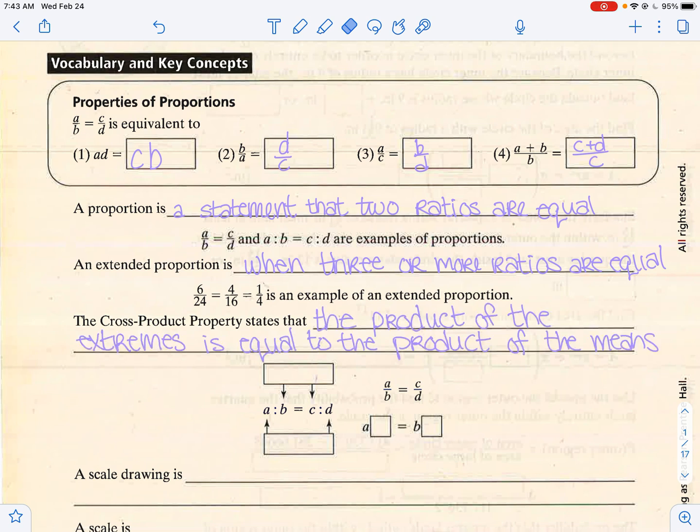Then the cross product property is going to be very useful this lesson. The cross product property says the product of the extremes is equal to the product of the means. And that sounds complicated, but it's really simple when you start using it. So B and C would be the means, and A and D would be the extremes. So what this is saying is you can cross multiply, and A times D will be equal to B times C.